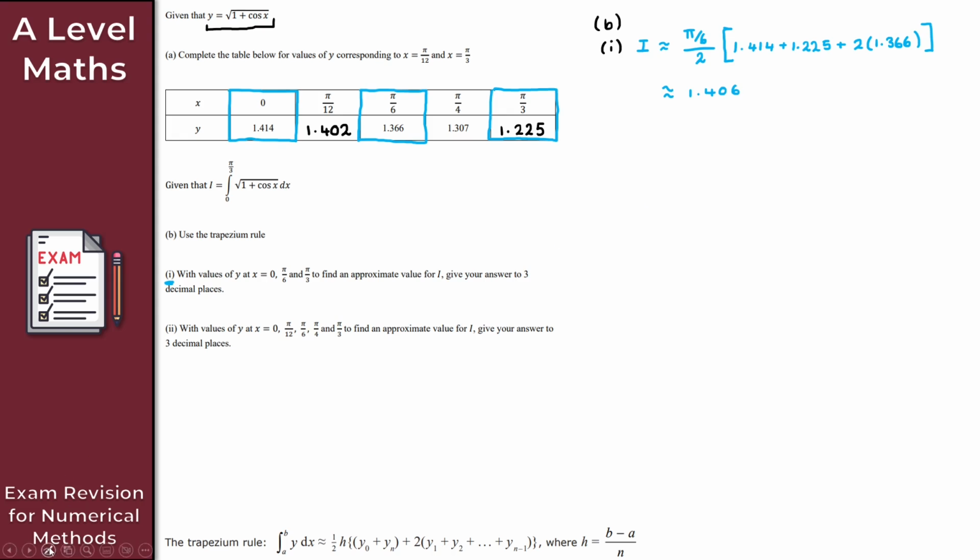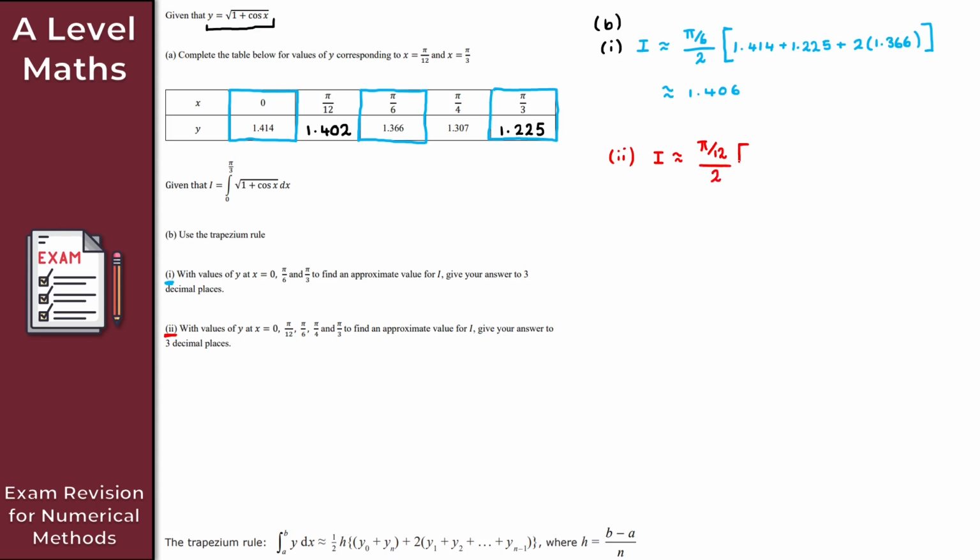So now for the second part of part B here, let's do that in red. In this case now, we're using the full table, right? So x equals 0, pi over 12, pi over 6, pi over 4, and pi over 3 to find an approximate value for I. So for part 2 of part B, the integral will be approximately. So just be careful here. h in this case now would be pi over 12 because we go from 0 to pi over 12. So the difference in our x coordinates is pi over 12. So to begin with, we have h, which is pi over 12. Don't forget we divide that by 2 as well, like so.